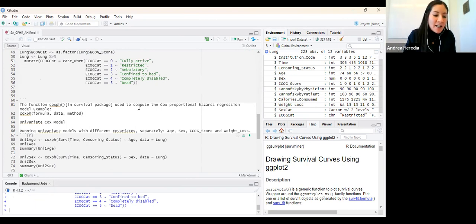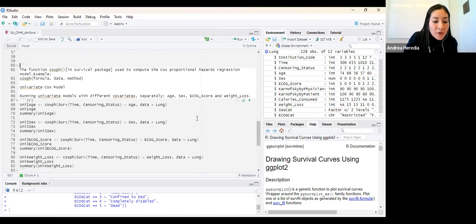Okay. So we're going to be fitting the Cox regression using the covariates age, sex, ECOG score, and weight loss. We are going to be computing univariate Cox analysis for all of these variables. And then we're going to be computing them all in a multivariate Cox analysis, just to see how each one of these covariates performs by themselves, and then the multivariate analysis to see how they impact the survival together.